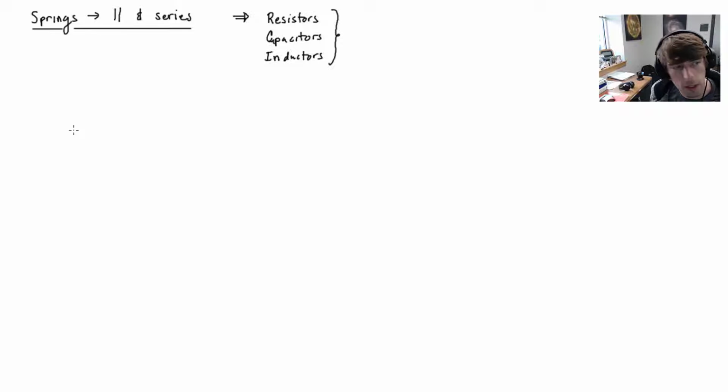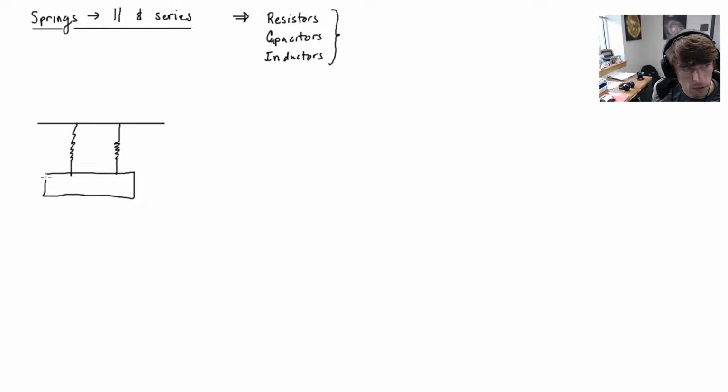Here's the situation. Say I have a box, okay, and I'm suspending it with two springs. Okay, so I have a box of mass m, and I'm suspending it by two springs, each of spring constant k, and we'll say that the stretch length of these springs is delta L.